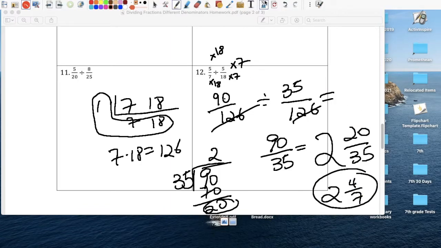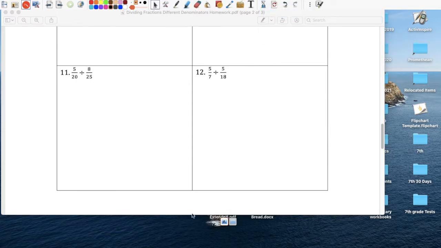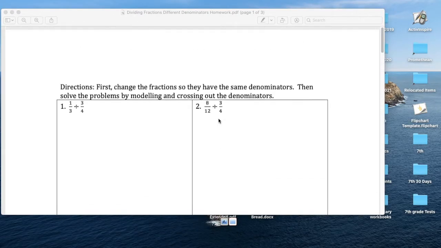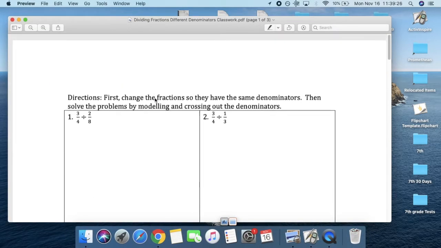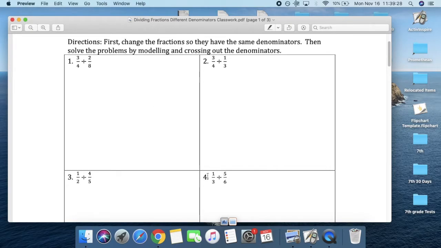Okay. That was the first handout. And like I said, I'll do both. So the other one starts with 3/4. The other one is this one. So this one I want you to draw.